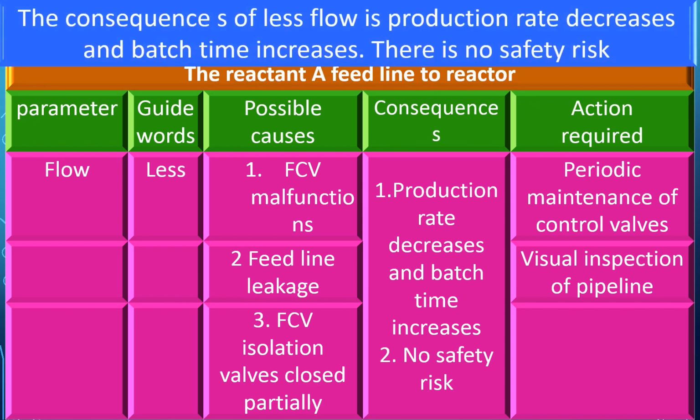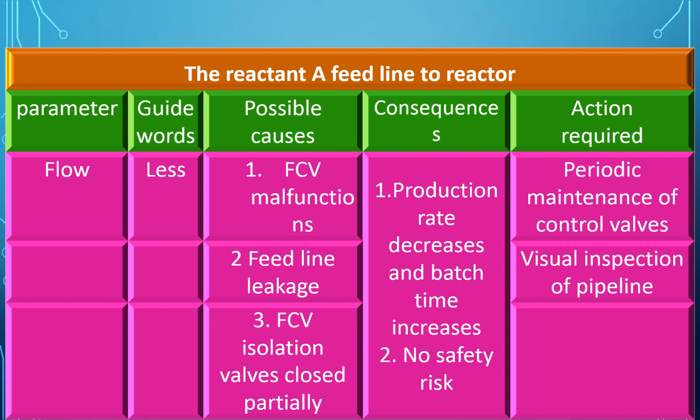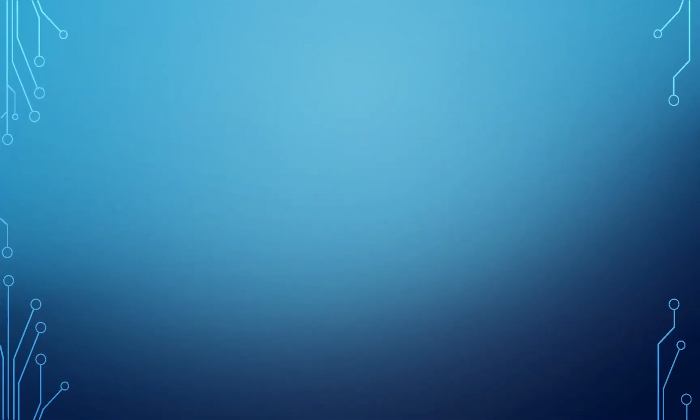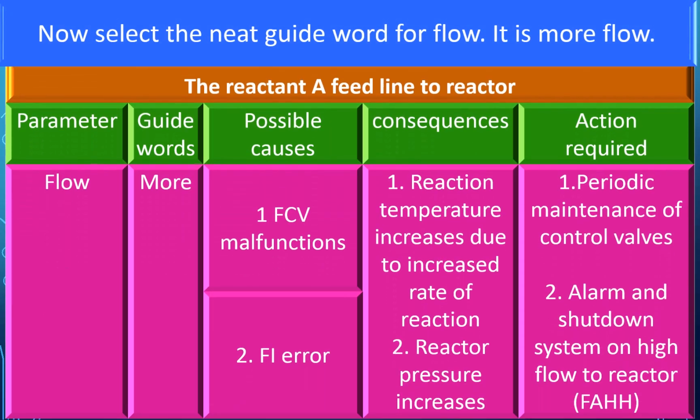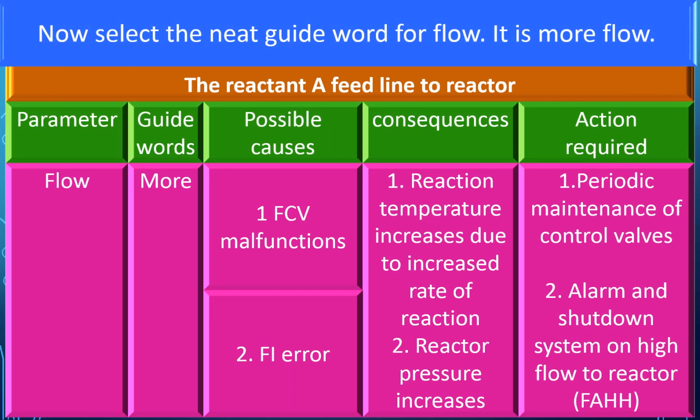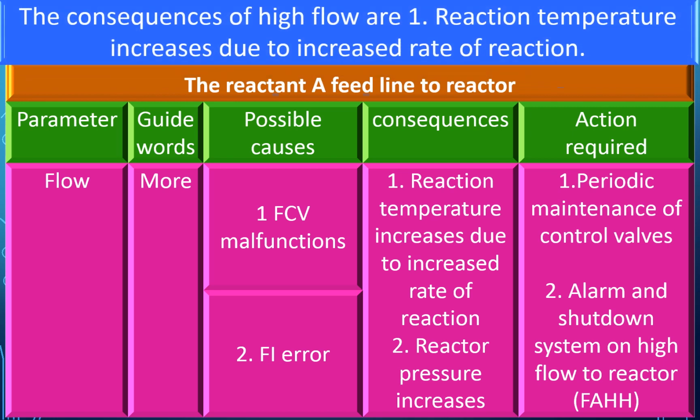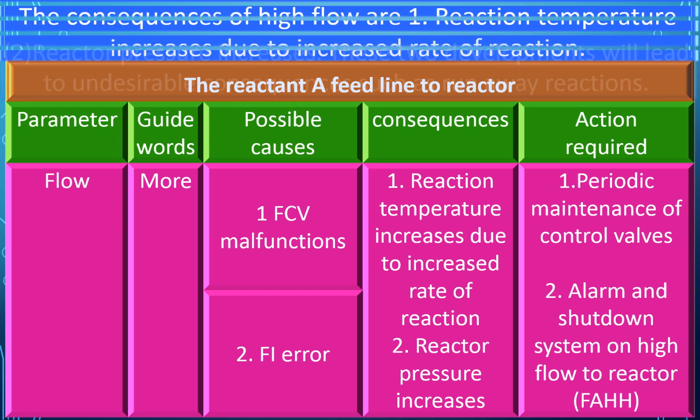The consequence of less flow is production rate decreases and batch time increases. There is no safety risk. Now select the next guide word for flow. It is more flow. The consequences of high flow are 1. Reaction temperature increases due to increased rate of reaction.